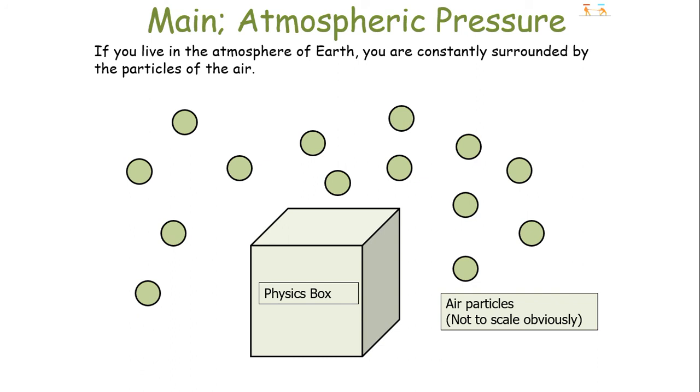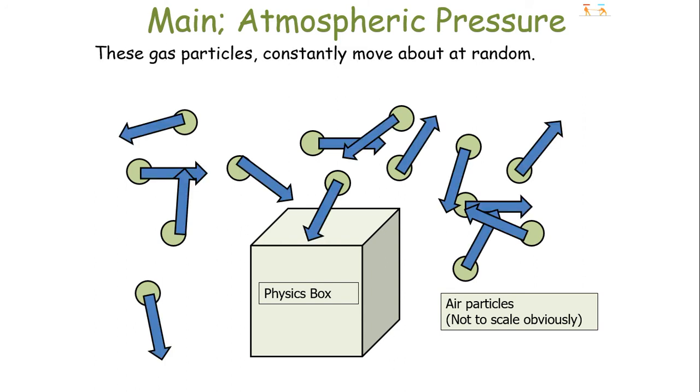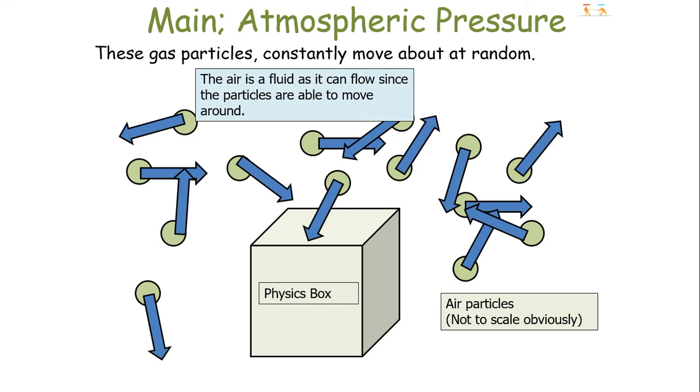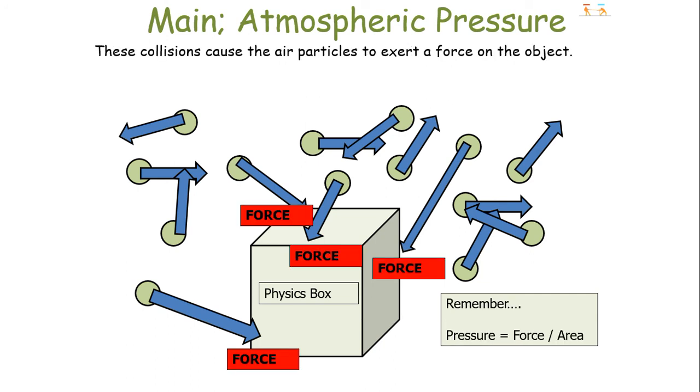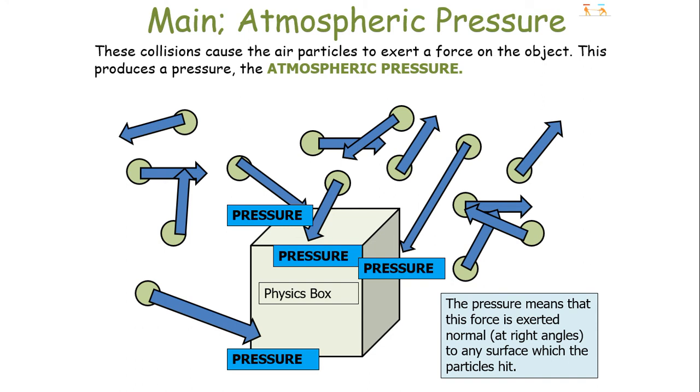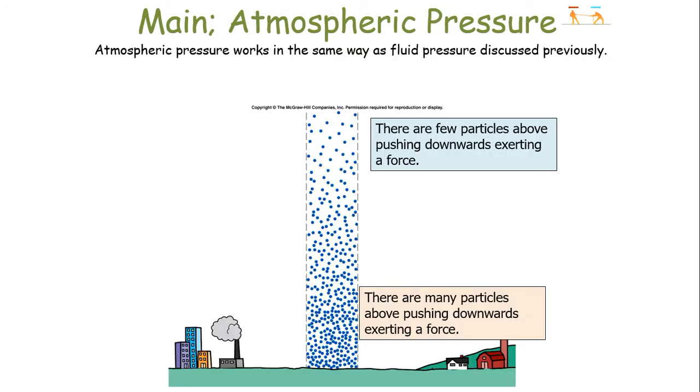Now the last concept is this idea of atmospheric pressure. So if we live in the atmosphere of Earth, you're constantly surrounded by particles of the air. They're constantly moving about with a random motion with a variety of speeds, because air is a gas, it's a fluid. So there'll be collisions with surfaces which are present in this particular atmosphere. That will exert a force on these particular objects, which will lead to a pressure being exerted, which we call the atmospheric pressure. And the pressure means that the force is exerted, like we said before, at right angles to any surface that the particles hit. Now, atmospheric pressure works in the same way as fluid pressure, because the atmosphere is just another example of a fluid.